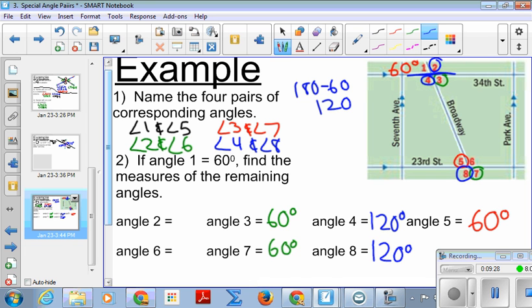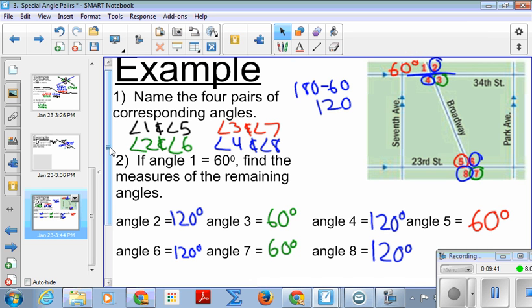4 and 2 are vertical. Angle 2 is 120. 2 and 6 correspond. Angle 6 is 120. This concludes your lesson over special angle pairs.